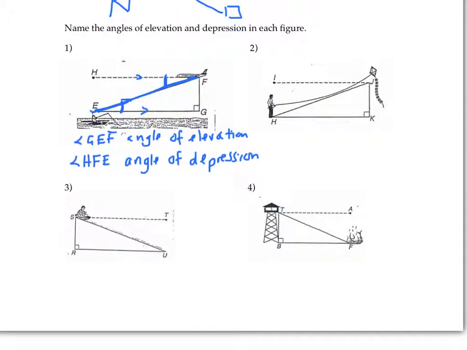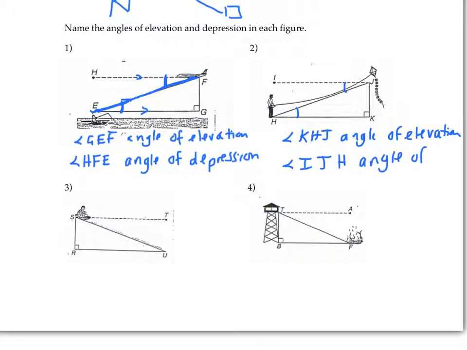Okay, in the second example, from the perspective of the person flying the kite, they have the angle down at his feet, but that would be an angle of elevation, so angle KHJ is an angle of elevation. And if you're up at the kite, looking down towards that person, angle IJH would be an angle of depression. So depression means looking down towards the ground.